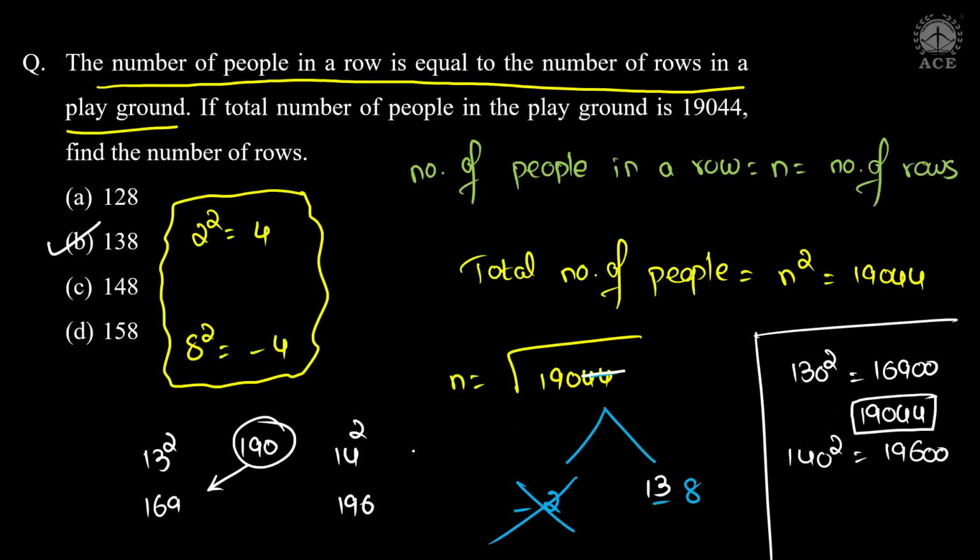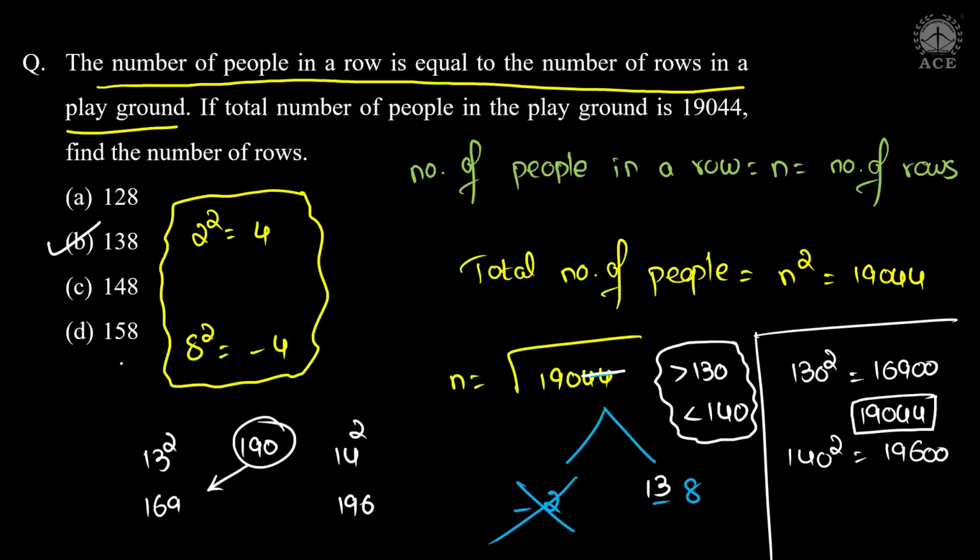Listen, this trick you can also apply. 130 square is 16,900, so this is more than 130. When I do the square root, it should be more than 130. 140 square is 19,600. This is 19,044, so you should get less than 140. If you check the options, which is more than 130 and less than 140, you have only option B.